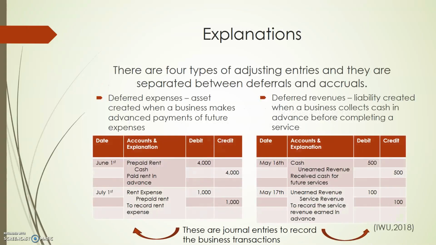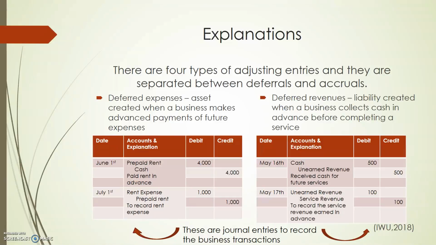Explanations. Now, there are 4 types of adjusting entries, and they are separated between deferrals and accruals. The first type of adjusting entry that I'm going to speak on is deferred expenses. Deferred expenses are also known as prepaid expenses. A good definition for deferred expenses would be assets created when a business makes advance payments of future expenses. An example of that would be prepaid rent.